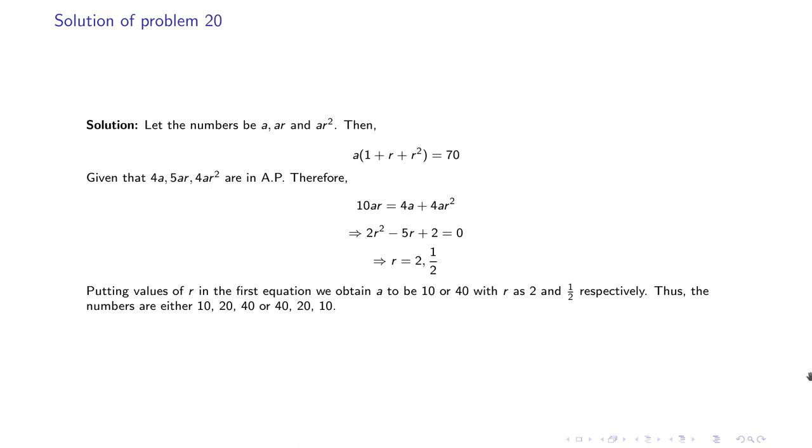If you substitute r is equal to 1 by 2, then it will become 1 by 4 plus 1 by 2 plus 1. Let me compute, 1 by 4 plus 1 by 2 is 3 by 4, so 7 by 4. So a will become 40. Thus the numbers are 10, 20 and 40, or 40, 20, 10.